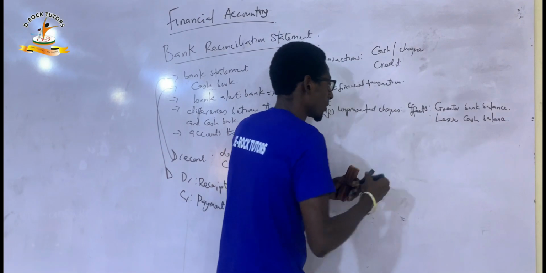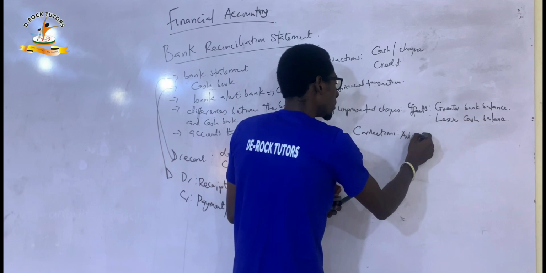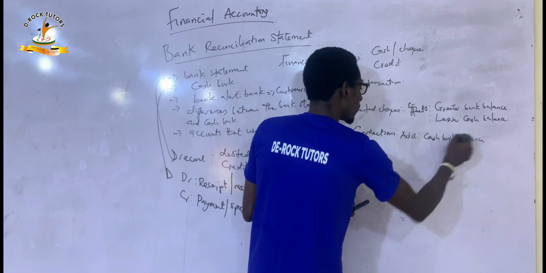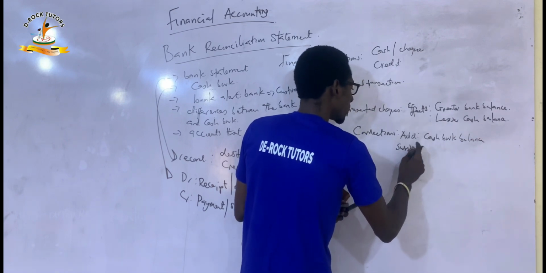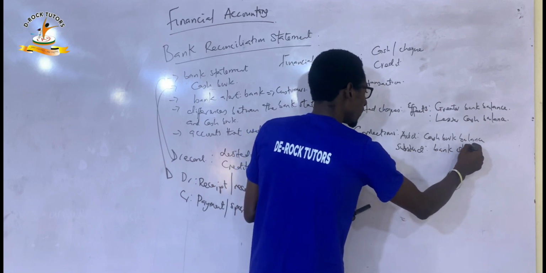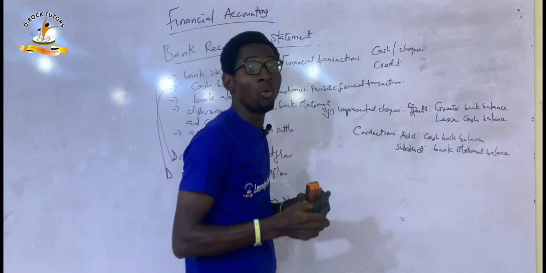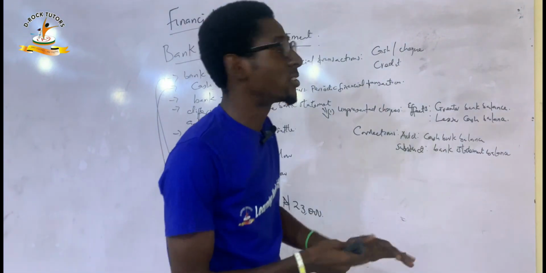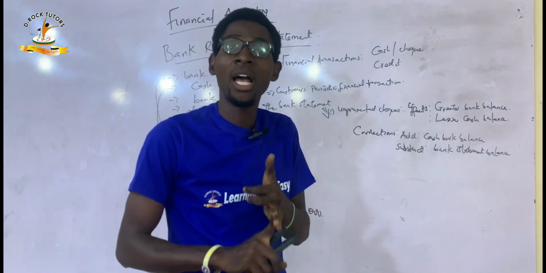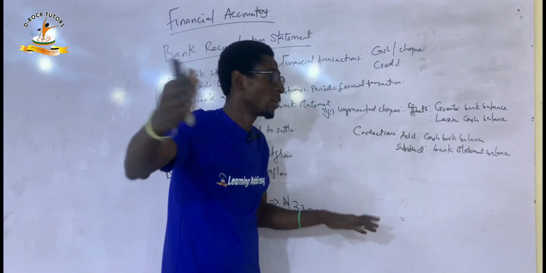Now, to correct this, you will add to the cash book balance and subtract from the bank statement balance. As we continue, we'll show the format. There are two ways by which this is prepared. It's either you prepare it as balance as per adjusted cash book or balance as per bank statement. So if you are starting with balance as per adjusted cash book, you will add up. If you are starting with bank statement, you will subtract.